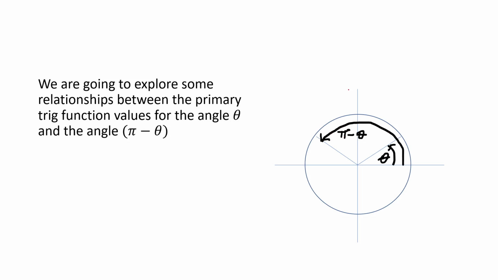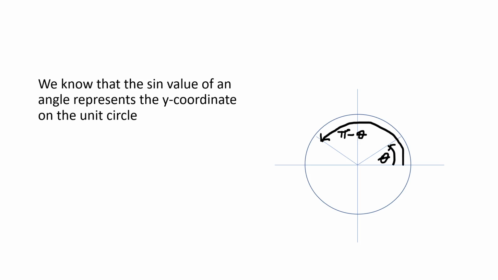To help you visualize this, remember pi is equal to 180 degrees. So if I have an angle theta in the first quadrant, then the angle pi minus theta will be in the second quadrant. So using this as a guide, let's imagine that we were talking about the sine of theta and the sine of pi minus theta.